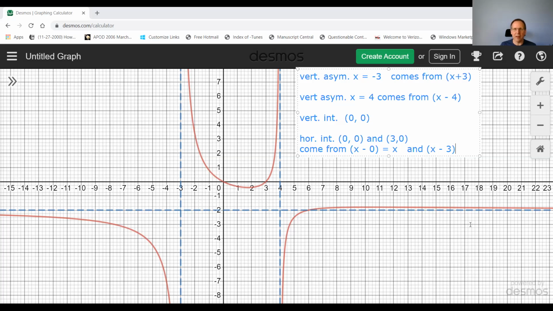And then finally, it looks like there's also a horizontal asymptote. Let's see, as x gets really, really large or really, really small, it looks like the function is approaching -2, right? So I have a horizontal asymptote, and that line is going to be y equals -2. Okay, so we're going to use all that information to come up with the actual function.